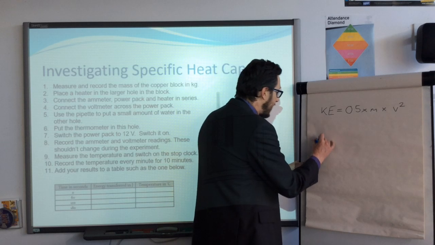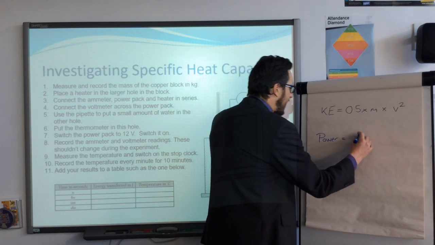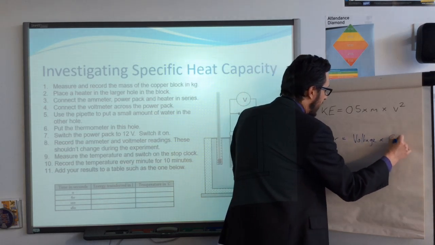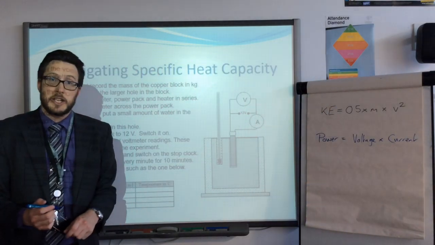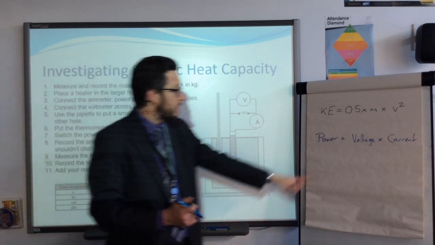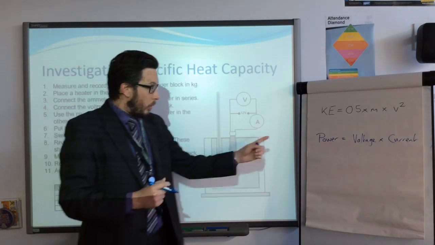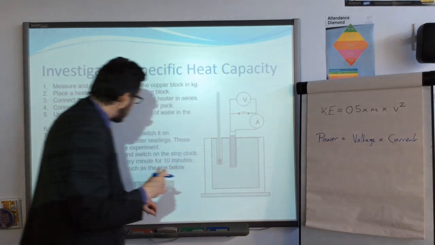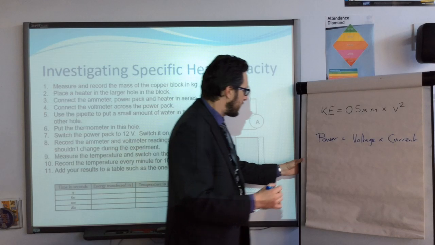The first one you're going to need is power. You need the power of the device, and that is the voltage or potential difference multiplied by the current, which you will have recorded during the experiment. These shouldn't change as the experiment goes on, so you just need to record them once and check that they've stayed the same. Once you have the power, you can work out the energy transferred, and that's what you need to put into your table here.